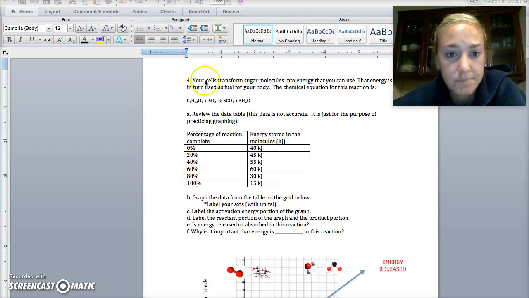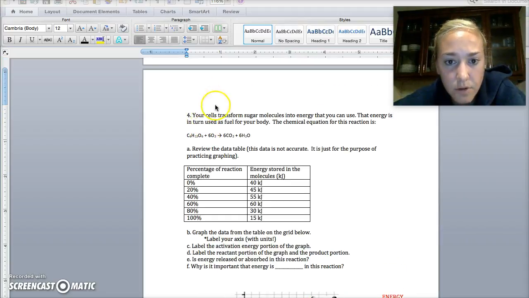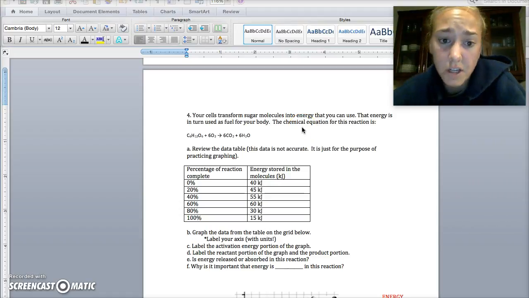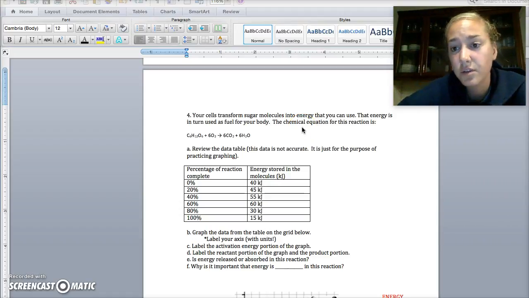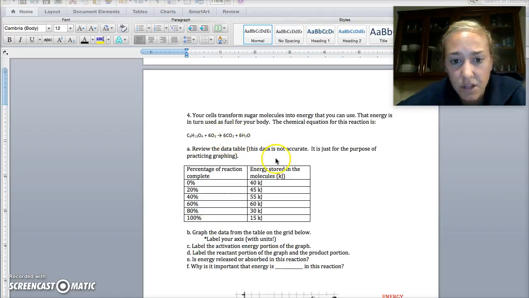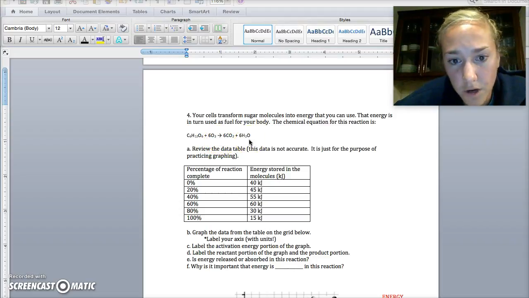So let's get started. Okay, so number 4 reads, your cells transform sugar molecules into energy that you can use. That energy is then in turn used as fuel for your body. The chemical equation for this reaction is, and it gives you this one. C6H12O6 plus 6 O2 equals 6 CO2 plus 6 H2O. So sugar plus oxygen is going to yield carbon dioxide and water.